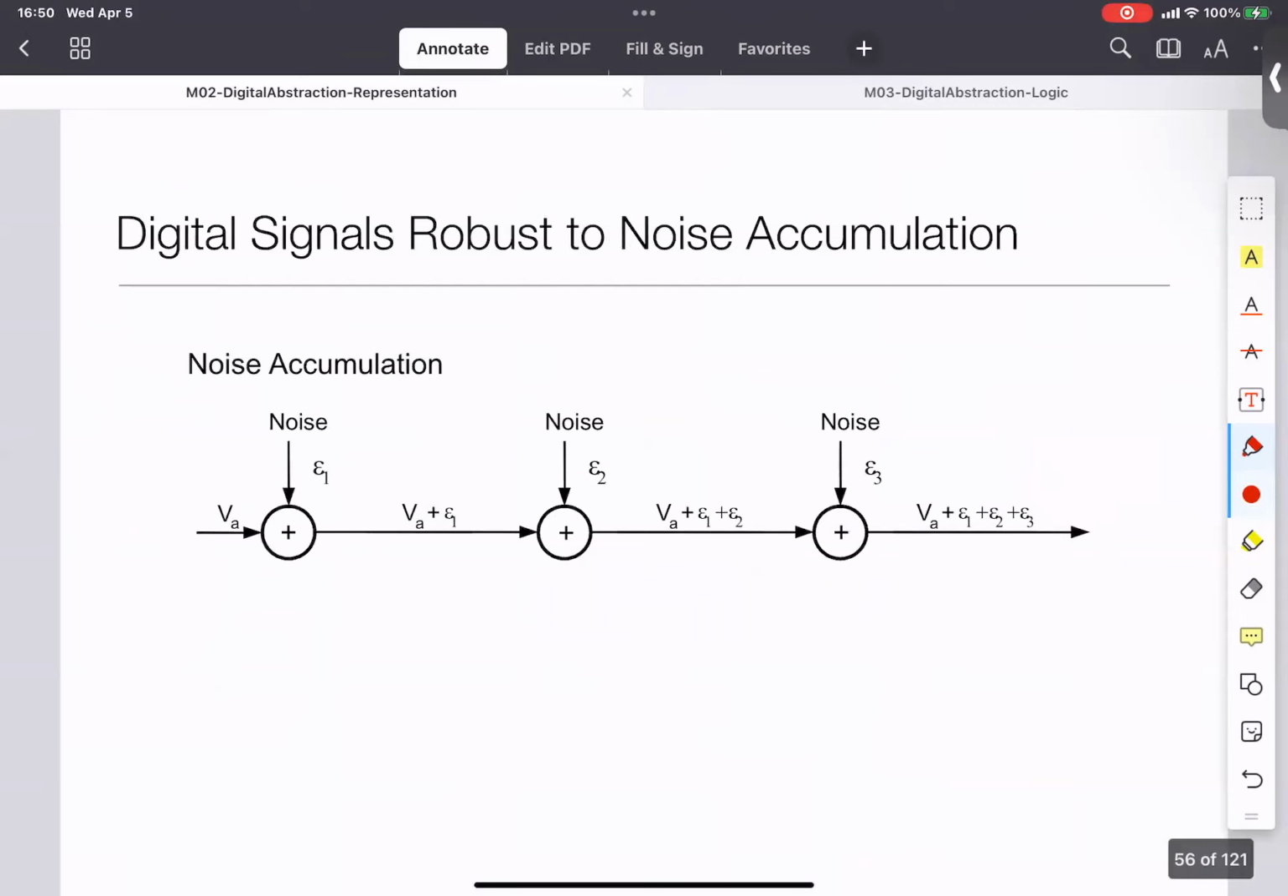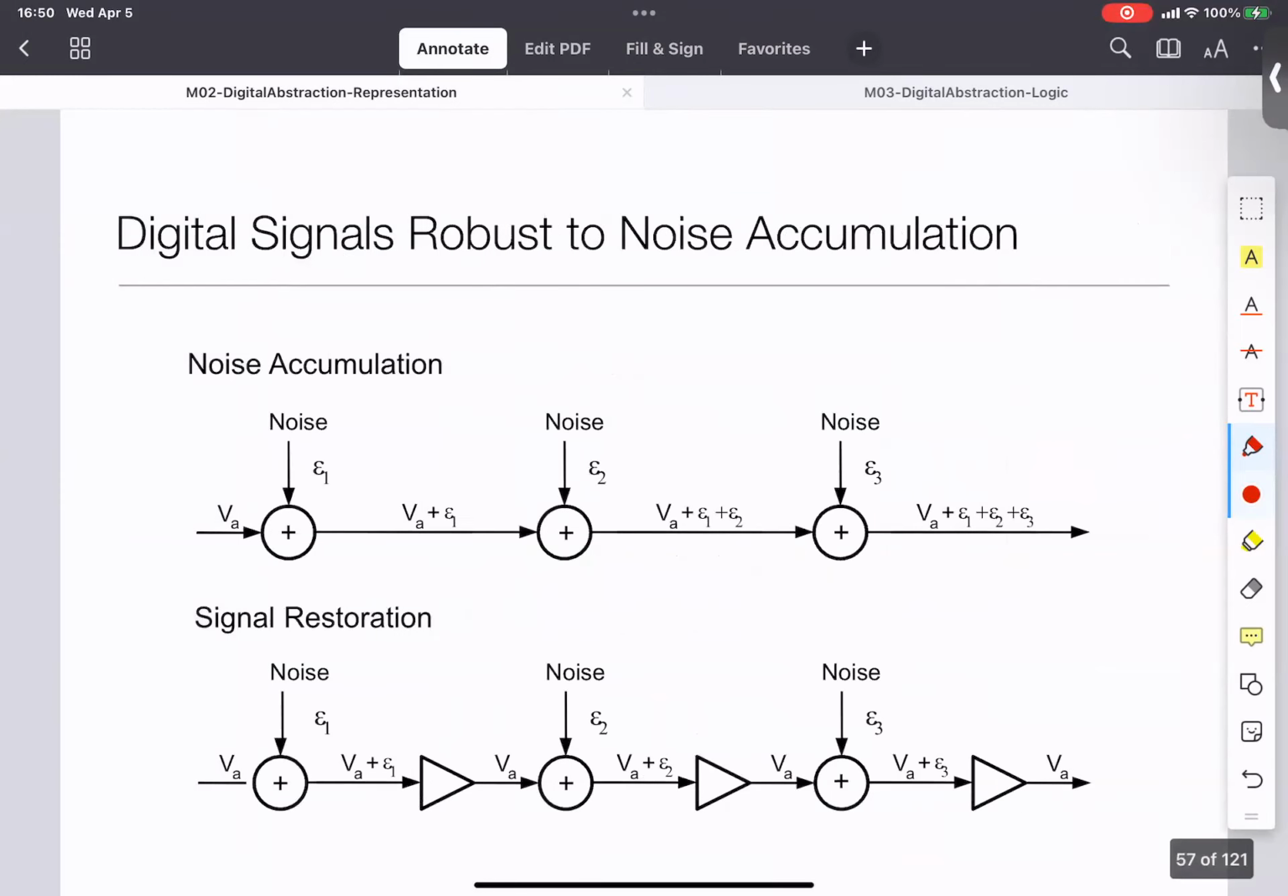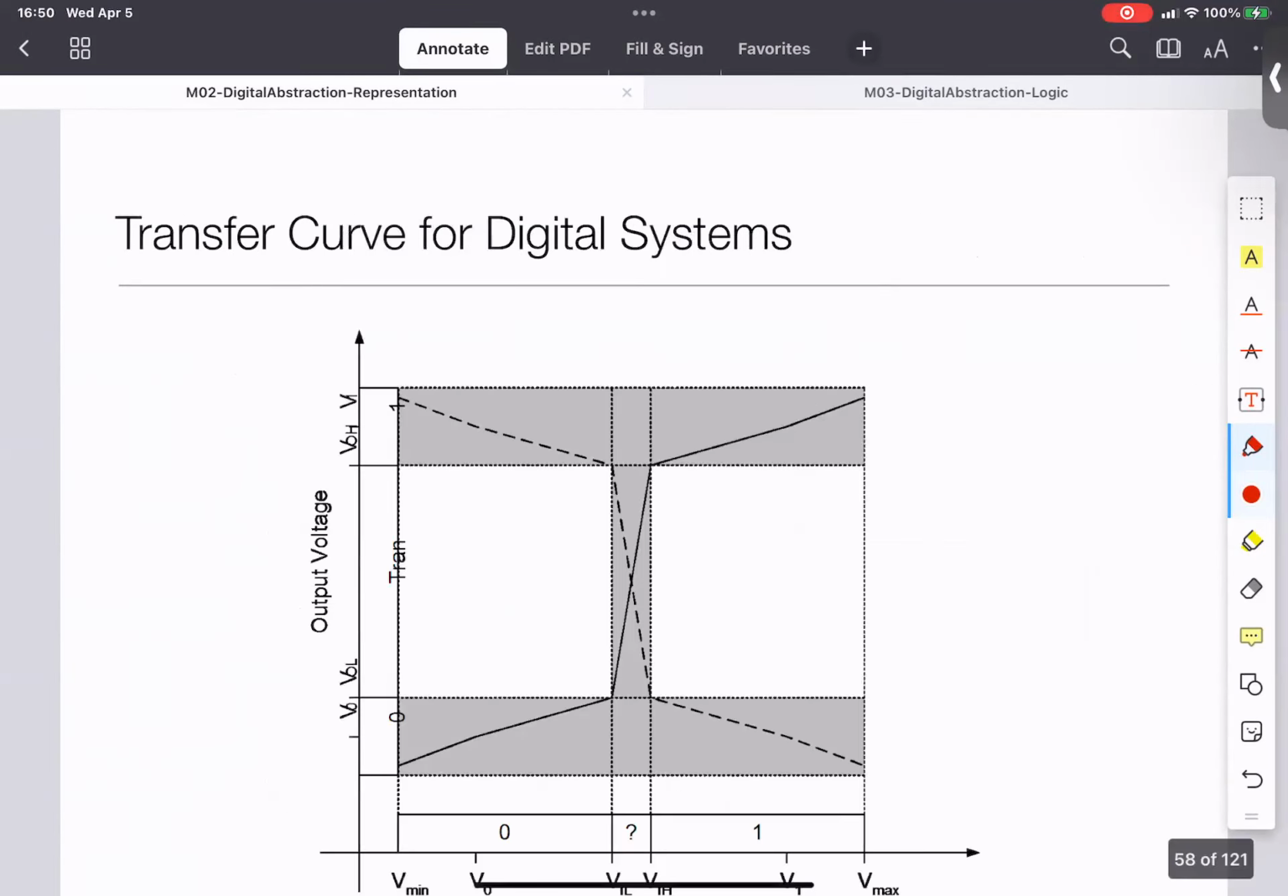So digital signals are robust to noise accumulation. That's the nice part there. Unlike analog signals, where noise just keeps getting added, digital signals keep cleaning things up at every stage, and therefore I can create super complicated systems. So if I now remember that yellow zone, which the question here just went after a little bit, that's a risky area. You don't want to get in there because all bets are off. Once we are in that middle zone, anything can happen.